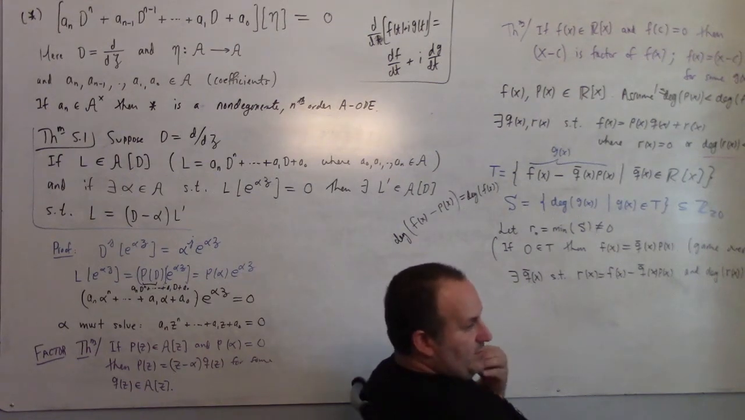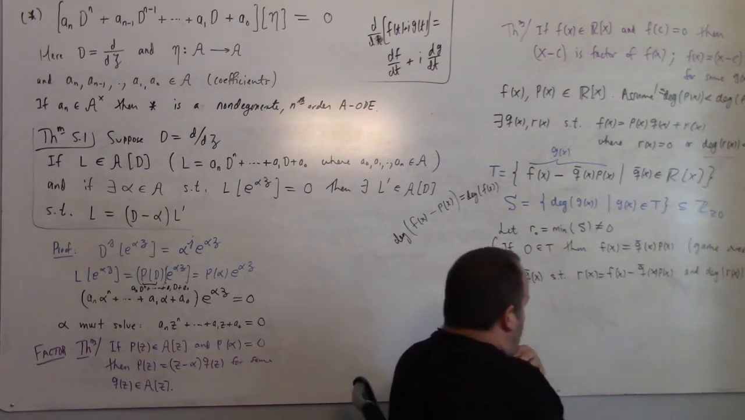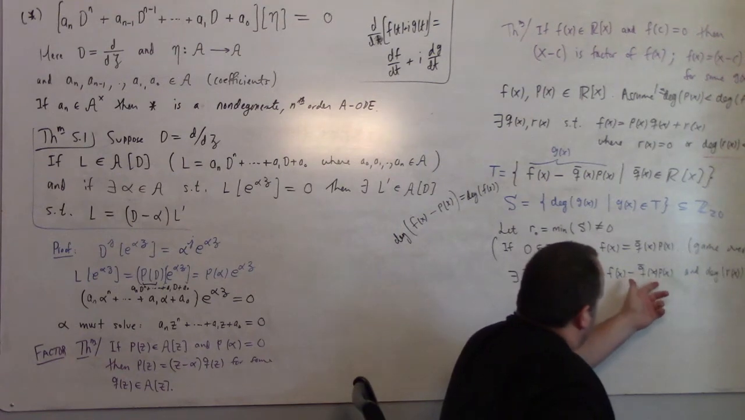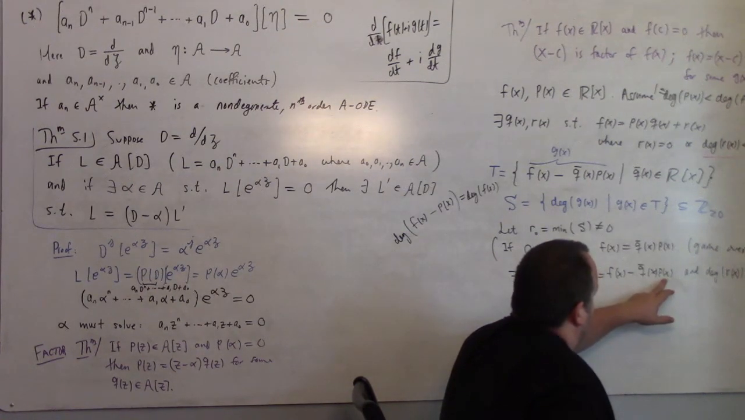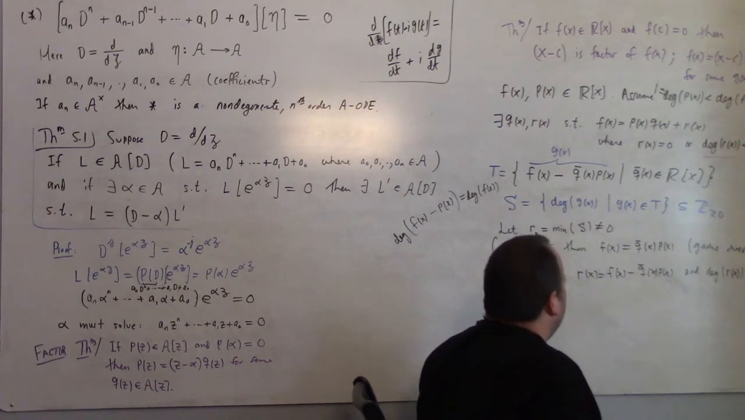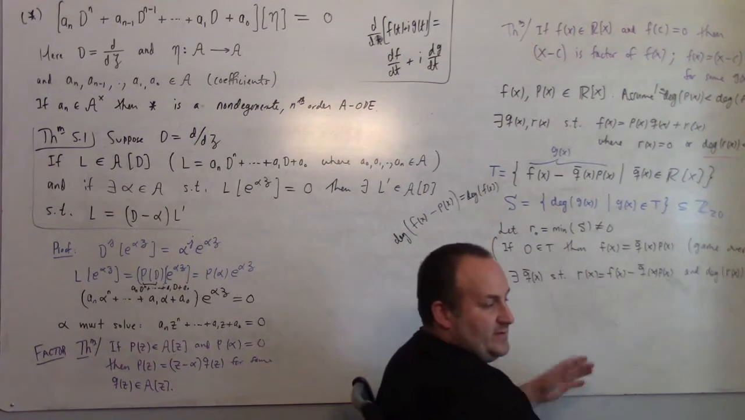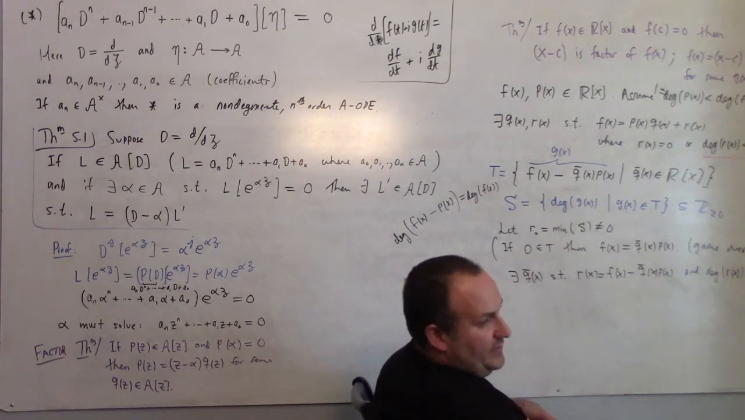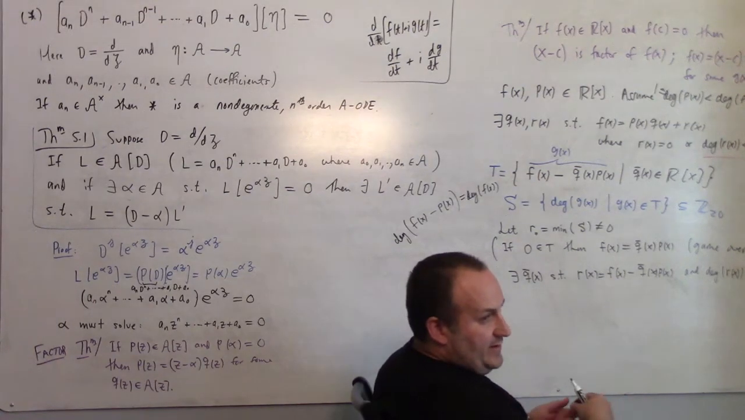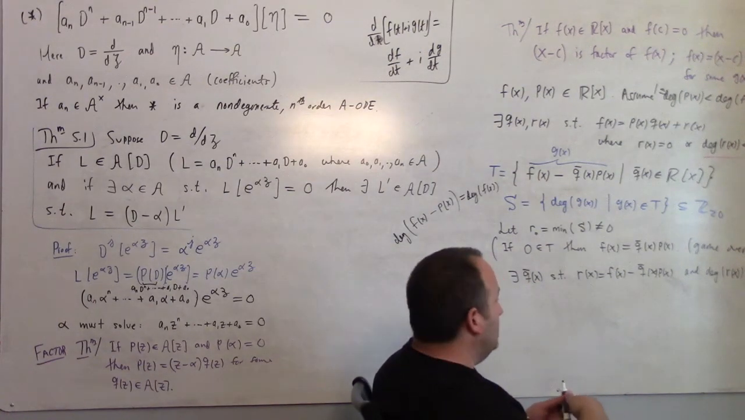My intuition is that the degree of r of x should be less than the degree of p of x, because you're canceling out the part of f that's multiples of p by multiplying by q, so you're taking into account all of that. That's not a proof, right? But this sort of thing is usually proved by contradiction, like, suppose otherwise. And then you try to... Oh, it could be equal to.